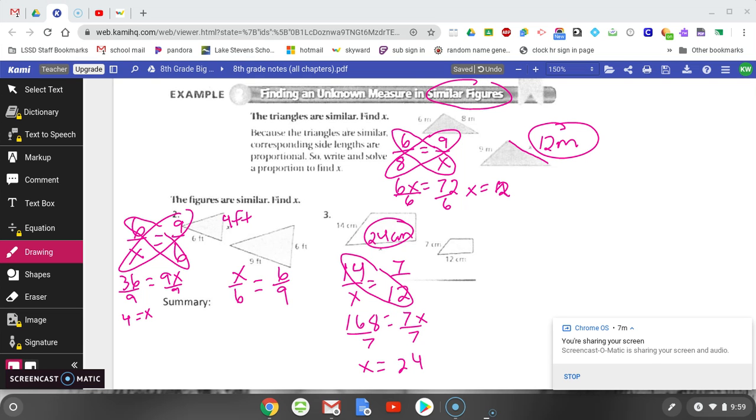So there are two things you need to make sure you're able to do. You need to be able to identify whether two figures are similar or not. And if you're told that they are similar, then you also need to be able to solve and find the missing side length. So take a second, write a summary on those two things, and then make sure you star or mark anything that you have questions on.